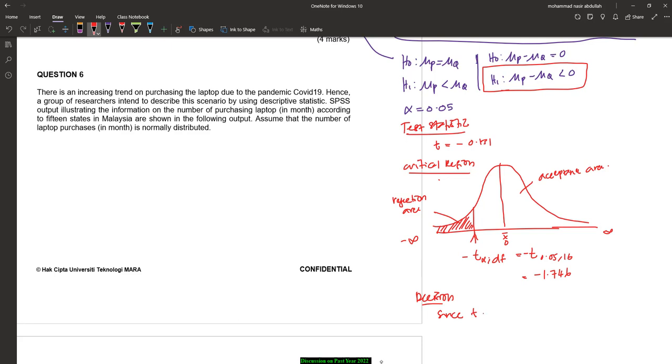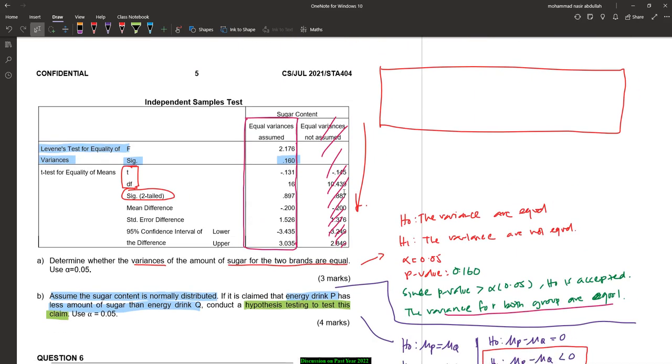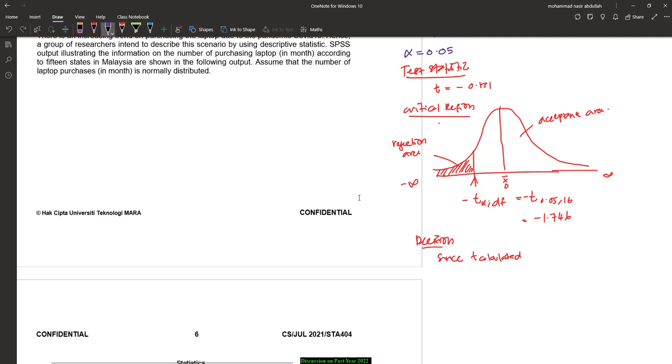since T calculated, where is it? Negative 0.131 is here, right? It is in the acceptance area. Since T calculated falls inside the acceptance region, the null hypothesis is accepted, right? The null hypothesis is accepted.